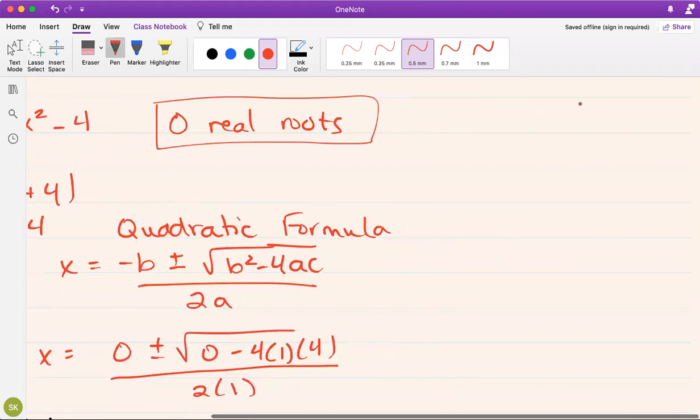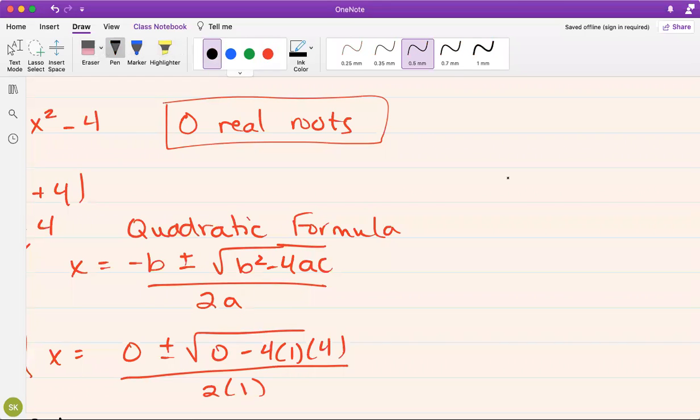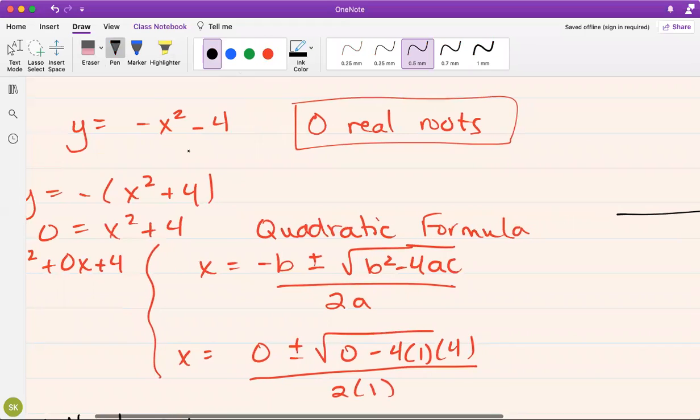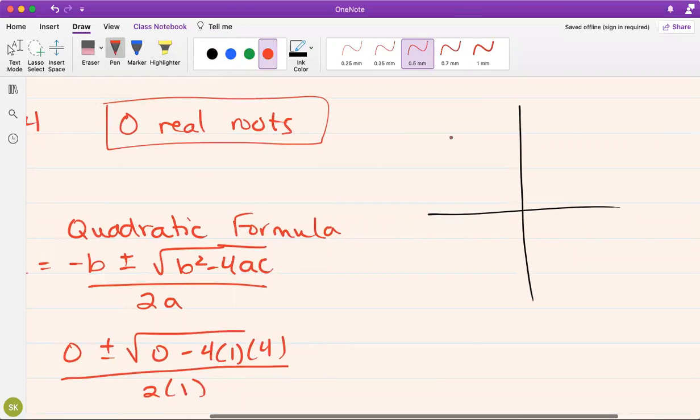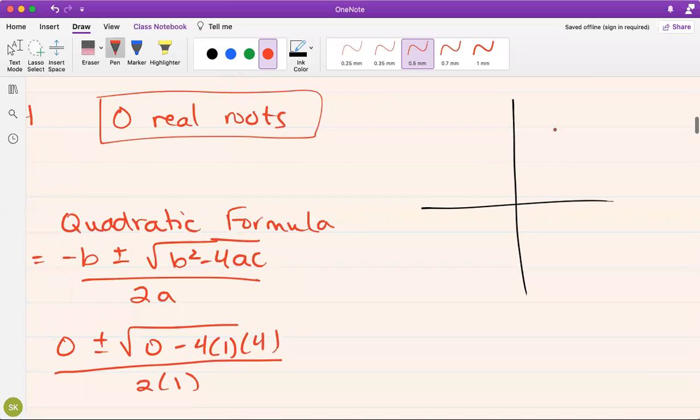And also we could graph this. So if we graphed this function, this function is negative x squared minus 4. So let's remember how we graph this. We have the parent function, which is x squared. We can move the parent function up 4 and then flip the graph.